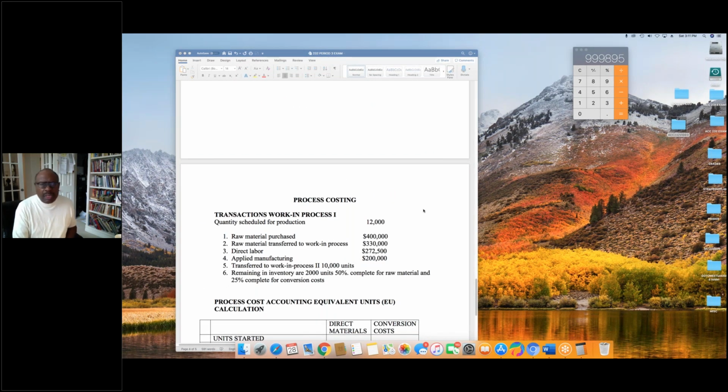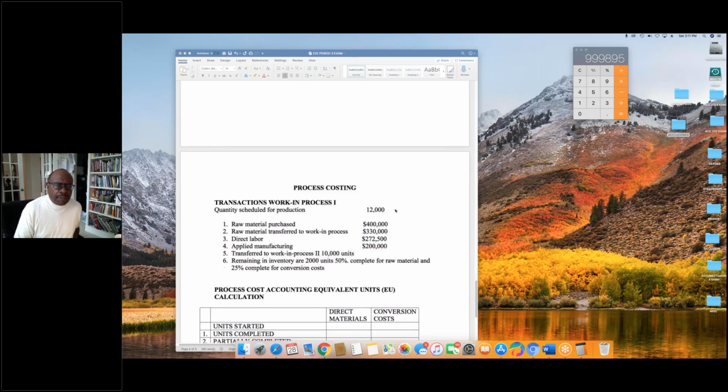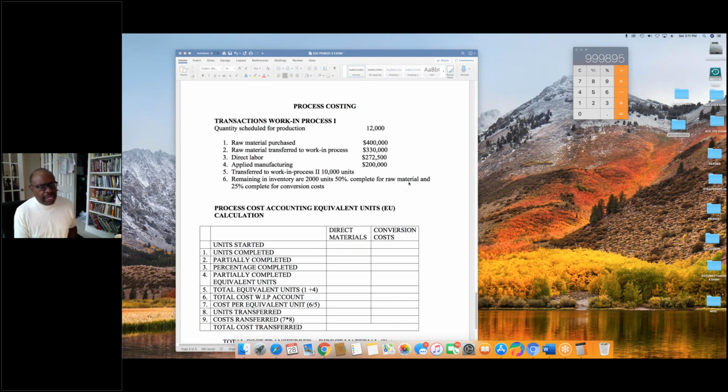Okay, so the final problem we'll have on the exam is a process costing problem. Remember, in process costing, we have the situation where there are 2 or more sites where work is being done.